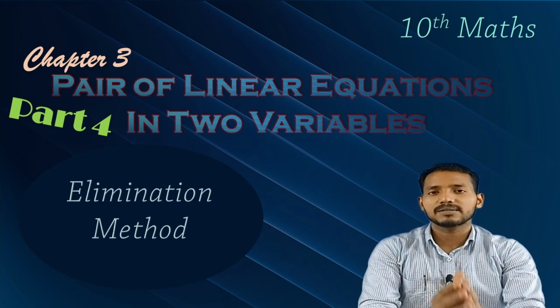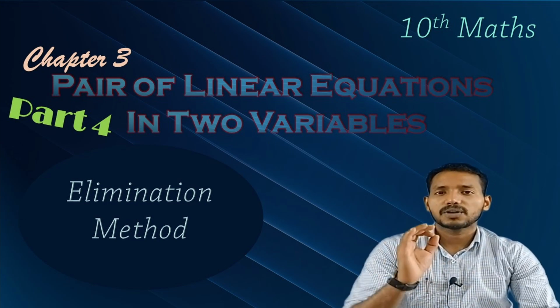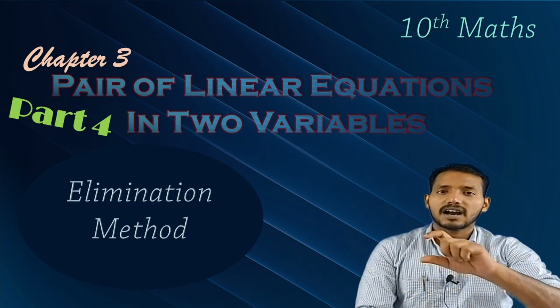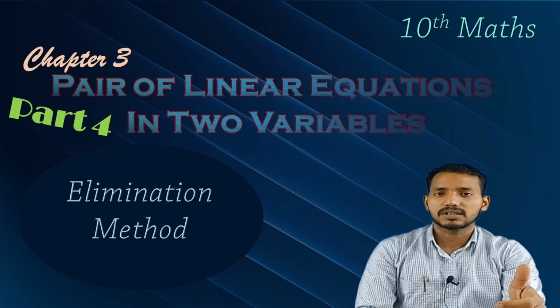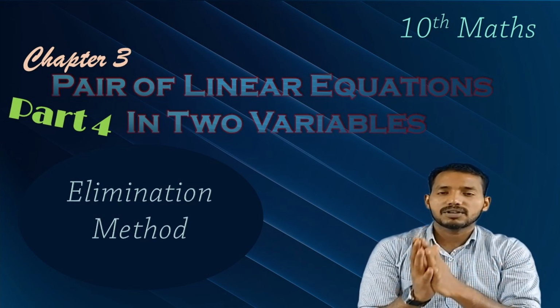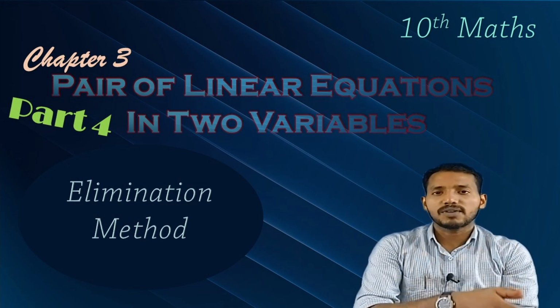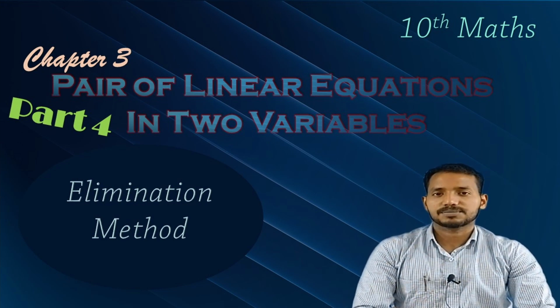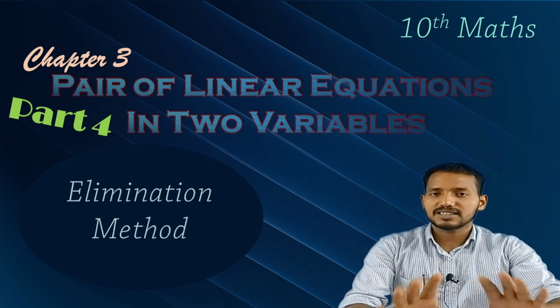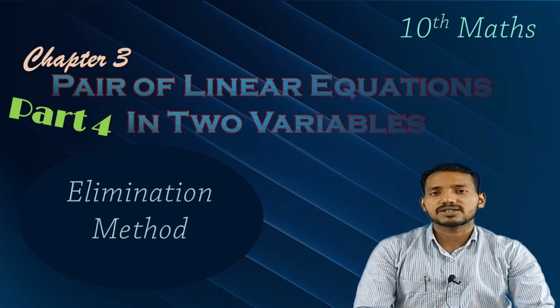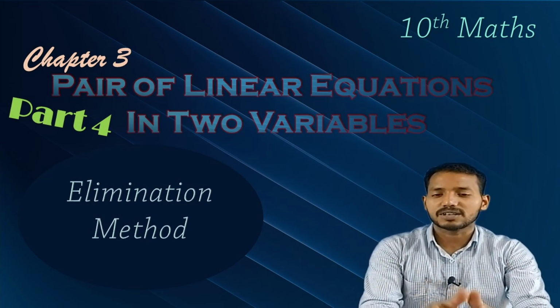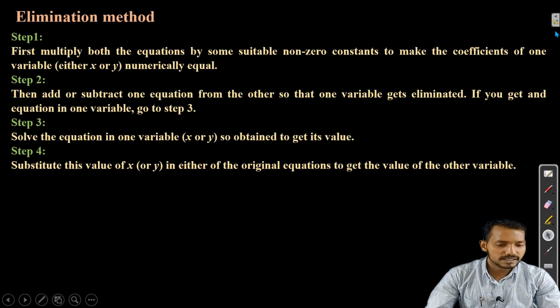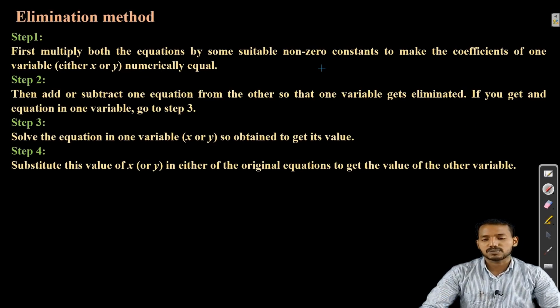And this is elimination method. Here we are going to eliminate either of the variables so that we will get the equation in one variable by doing some algebraic operations. Clear? Because of that, this method is known as elimination method. Let's see what this is. There are four major important steps involved in this method.